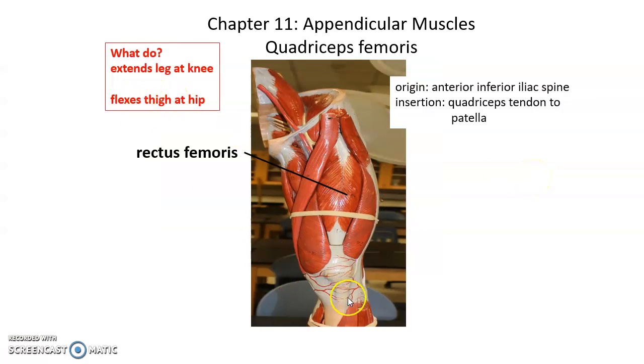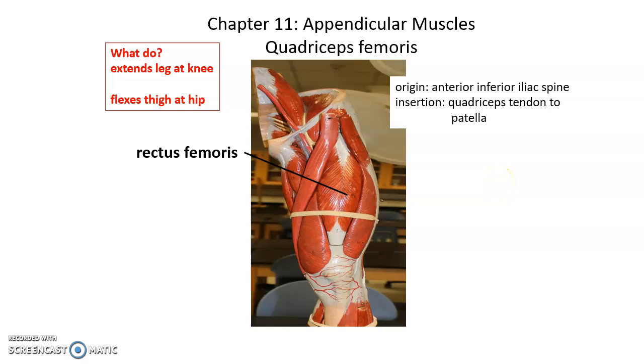It extends the leg at the knee, so if the knee's bent, it'll straighten it out. And it'll also help to flex the thigh at the hip. So if the thigh is already straightened out, it'll help to bend it to pull the leg up anteriorly.